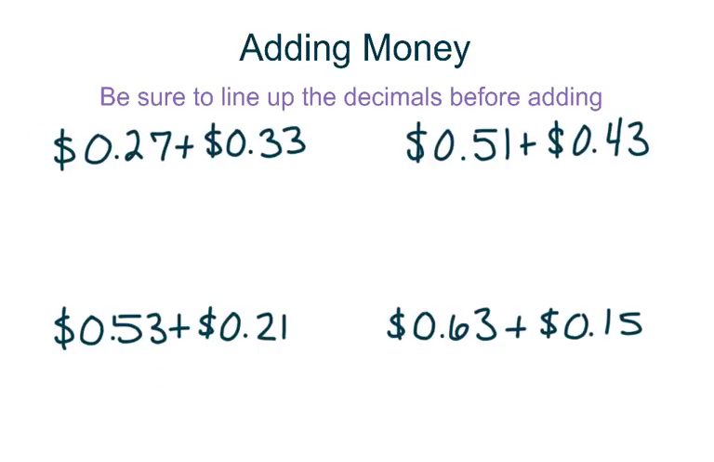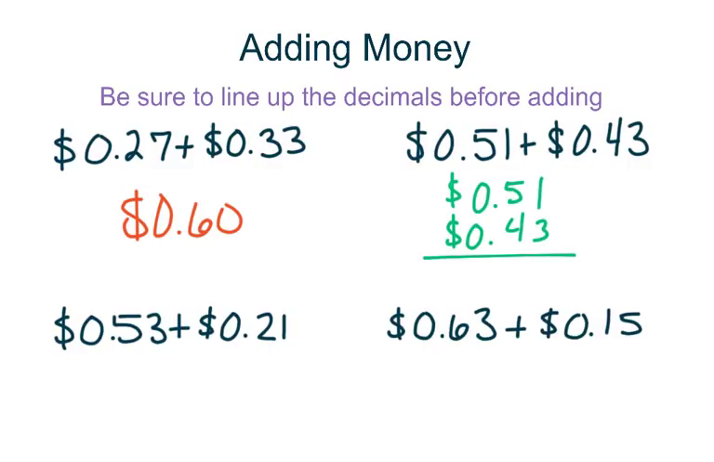The first one is 27 cents plus 33 cents. This one might be something that you can do in your head if you're adding 27 plus 33. This is going to give us 60 cents. Then we're going to go to 51 cents plus 43 cents. Again, this might be something that you do in your head, but if you do write it down and you line up your decimals, remember to bring that decimal down. So then when we add, we end up with 97 cents.